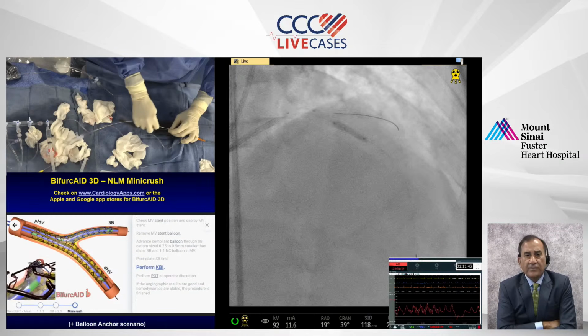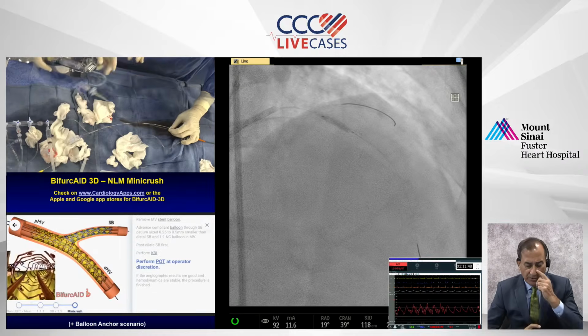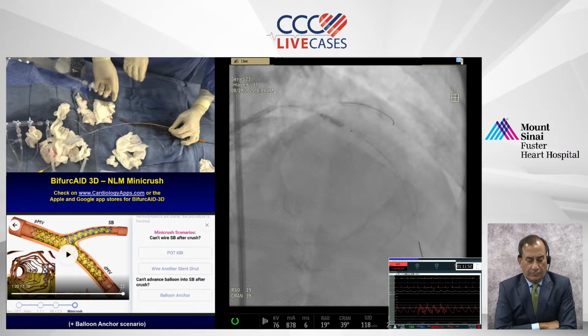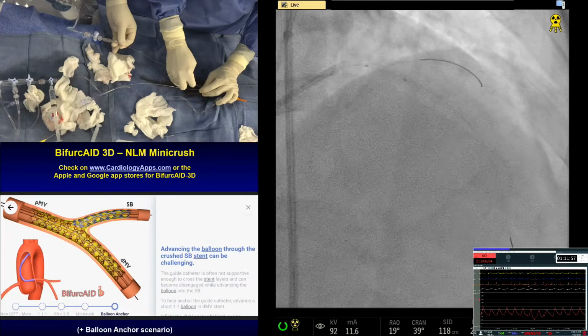One of the questions which has been asked, I think somebody may have missed it also: what was the wire to recross the diagonal? This is the same Fielder wire which we had before. Now bring it back at the level of the bifurcation. This is a 3.0 balloon. We are going to open the struts here now.